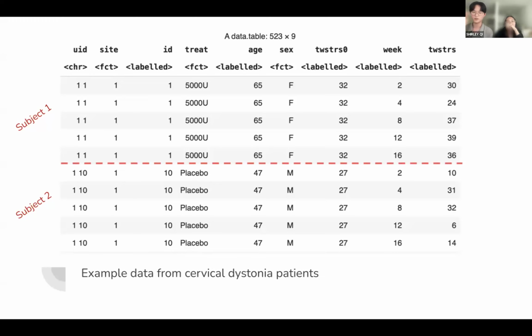You can see that there are repeated measurements of the Twister score in the far right column, taken over weeks 2, 4, 8, 12, and 16. The first 5 rows show the first subject, the next 5 show the second subject, and this is just to show what a longitudinal data set would look like.